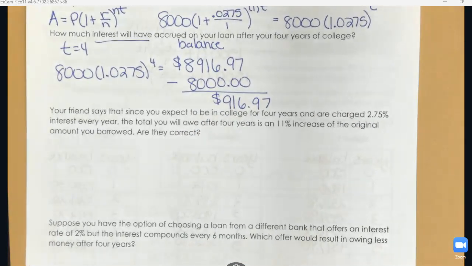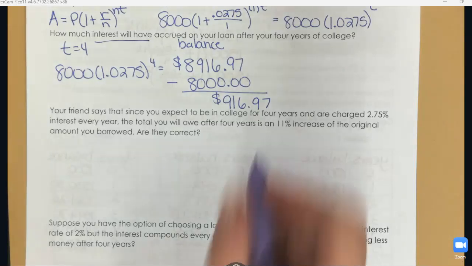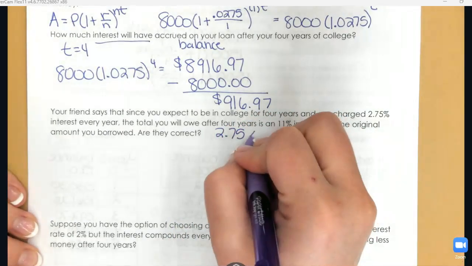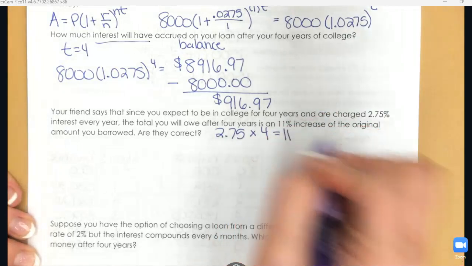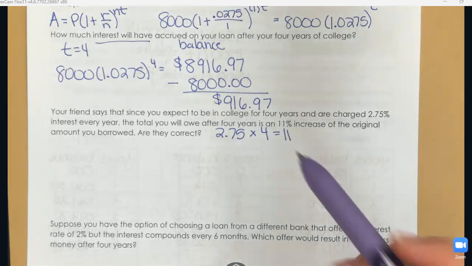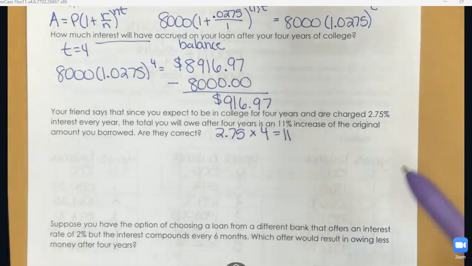Your friend says that since you expected to be in college for 4 years and you're charged 2.75% interest every year, the total you owe after 4 years is an 11% increase of the original amount you borrowed. Their thought process is you've got 2.75% interest over 4 years, and 2.75 times 4 is 11. Let's evaluate if they are correct. They're saying I owe 11% more than I borrowed, an 11% increase.